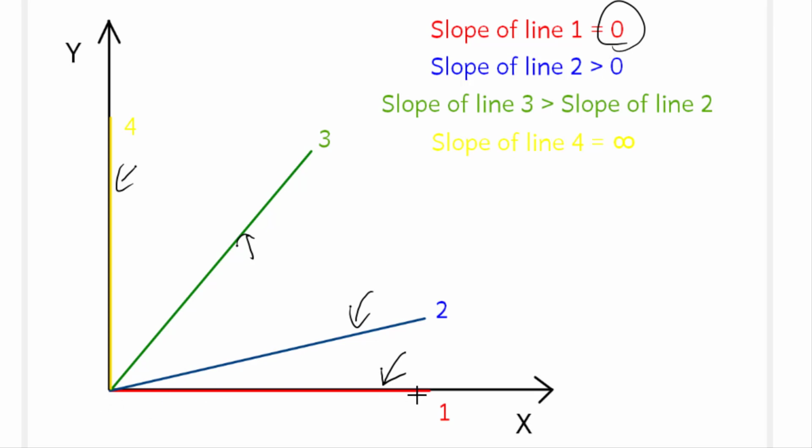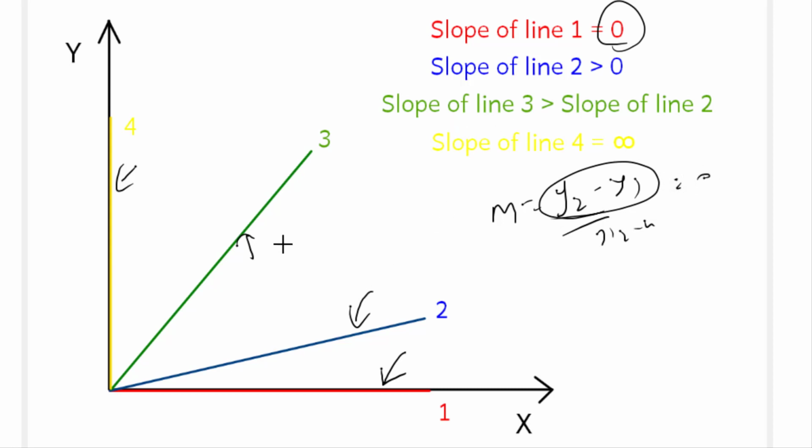If you find the slope of this line, it is 0, because y is not changing. You can see y is constant throughout this line. x is changing, but y is not at all changing. So if we plug in the values, slope is y2 minus y1 upon x2 minus x1. Since y is not changing, the numerator is 0, so the slope becomes 0.